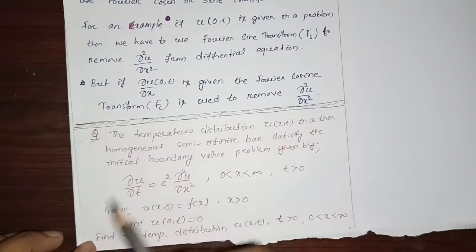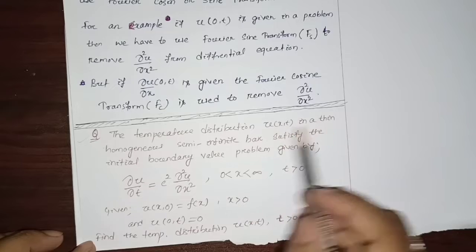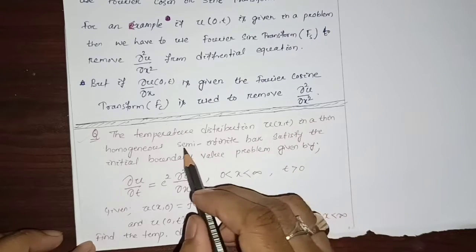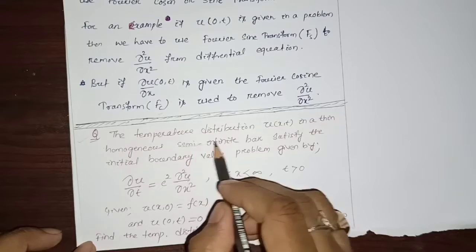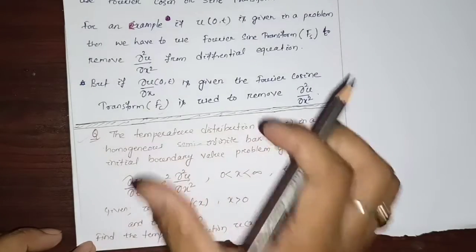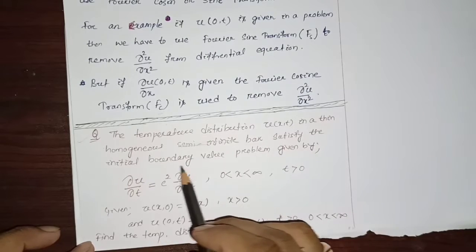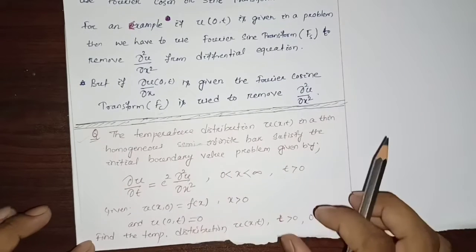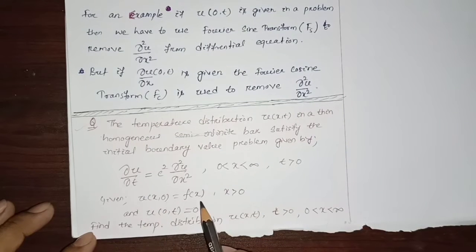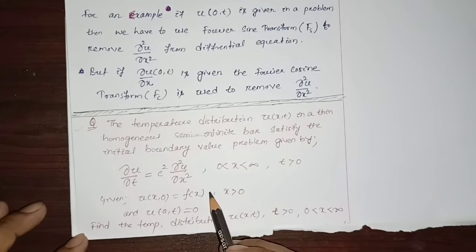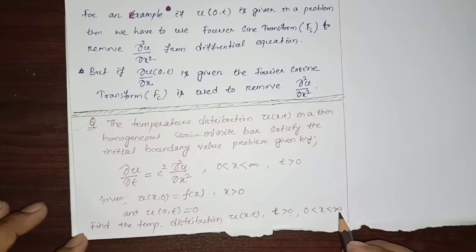So here is the problem: the temperature distribution u(x,t) in a thin homogeneous semi-infinite bar satisfies the initial boundary value problem given by u(x,0) equal to f(x) and u(0,t) equal to 0. Here u(x,0) is given and u(0,t) is also given. That means at x equal to 0, at any time, it is 0. Find the temperature distribution u(x,t) for t greater than 0, where x goes from 0 to infinity.